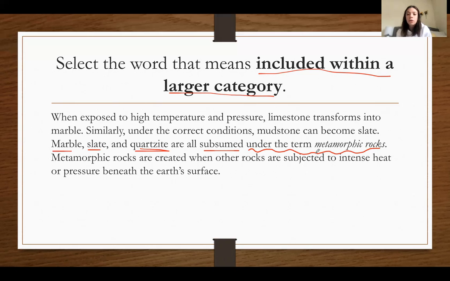So a good tool, if you're not sure what the word means and you're not sure if you're correct, is just try replacing the word that you think it means into the sentence, and that'll give you a better idea as to if you're correct.